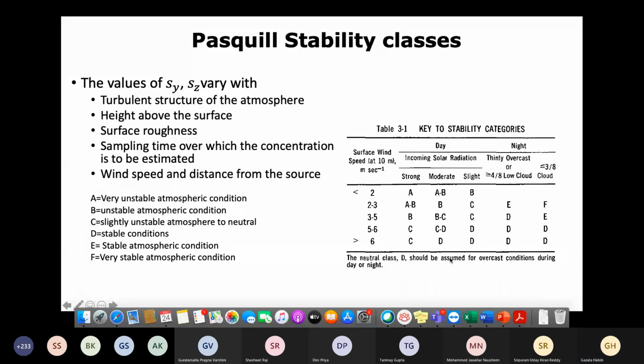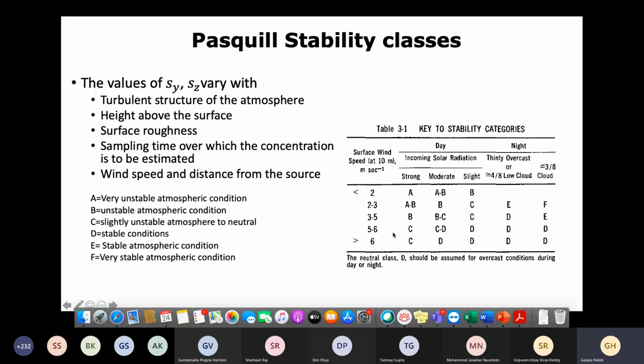Assume overcast condition during day and night. Yeah, that is one thing which is assumed: for all the overcast conditions you can assume D as the stability class. However, if you see the table, you will find even C is okay. So if this is given, you can assume D for all the overcast conditions during day and night.